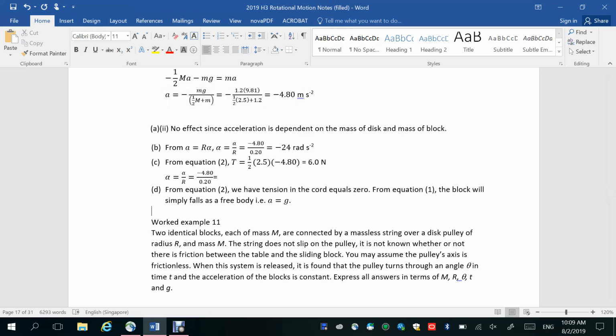Okay, with that we finish lecture 3. Next lecture, lecture 4, we'll look at worked example 11, as well as the next few concepts: work and rolling motion.